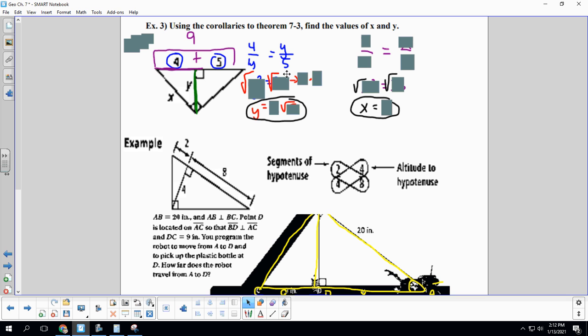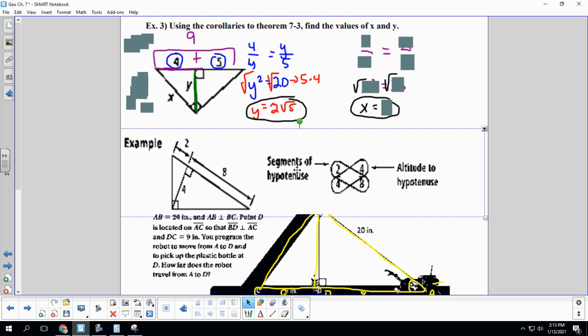Okay, then I cross multiply and I get y squared equals 20. Now we have to say what perfect square lives inside of 20. Well, 20 is like 2 times 10, 4 times 5. 4 is a perfect square. We're going to go ahead and take the square root of 4 and leave the 5 inside. Yay, now we have y.